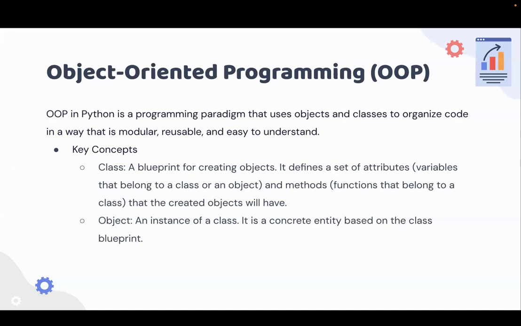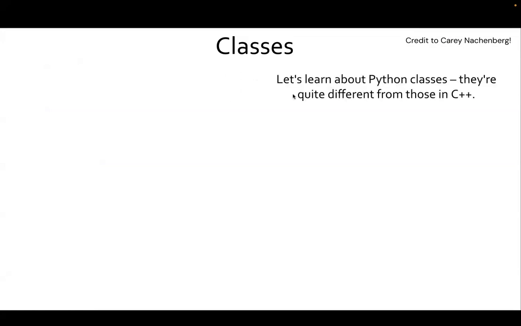So an object is an instance of the class. So it is a concrete entity based on the class blueprint. And we will have more examples later. So classes, this is also the fancy slide that I stole from Karen Eschenberg. And we can learn about Python classes and also the difference between Python and C++.